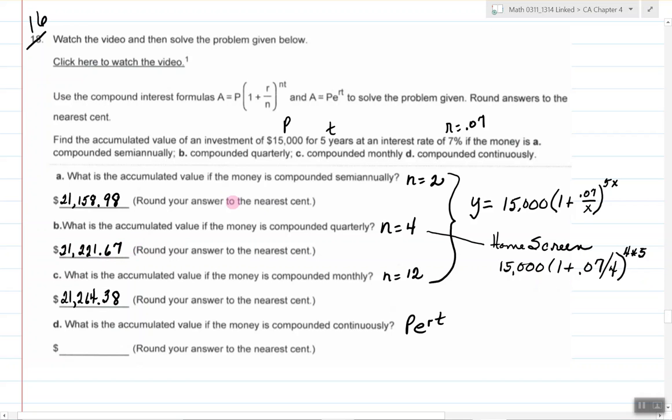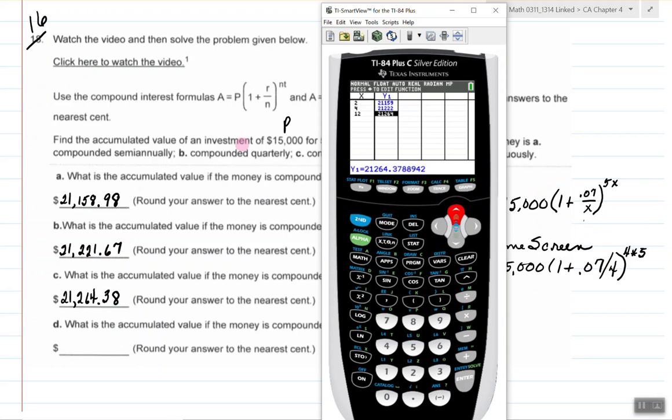You can do each one of these on the home screen, or I showed you this shortcut of putting it in there. The value that's changing each time is n, so put variable x in the place of n. Now this one I need to do on the home screen. I'm just doing it once, so I'll do a second quit.